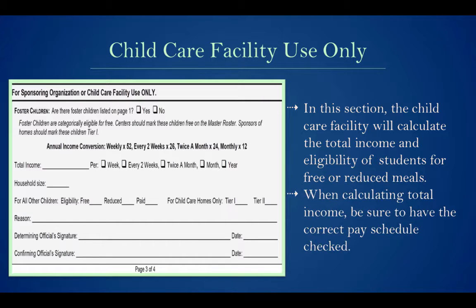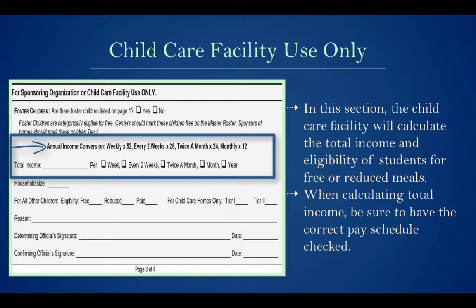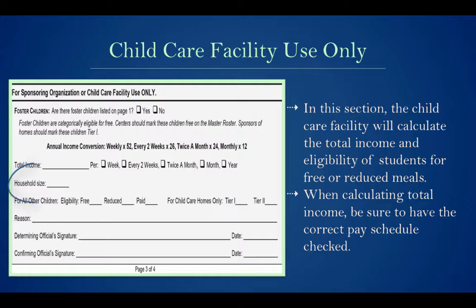Be sure and check the schedule of income as weekly, every 2 weeks, twice a month, or monthly. Once this is cross-checked, then multiply incomes by the formulas listed. Weekly times 52, every 2 weeks times 26, twice a month times 24, or monthly times 12. Next, complete household size from Part 2 on page 1.